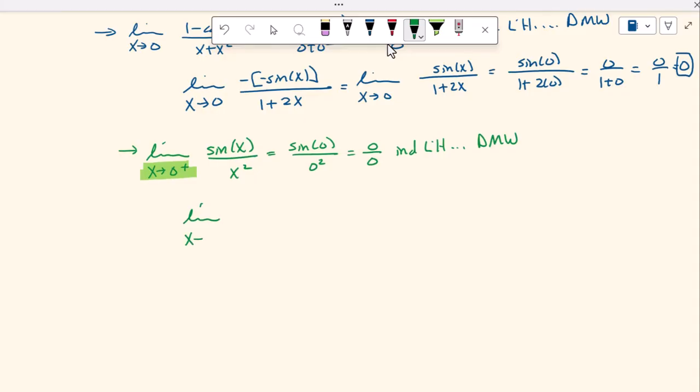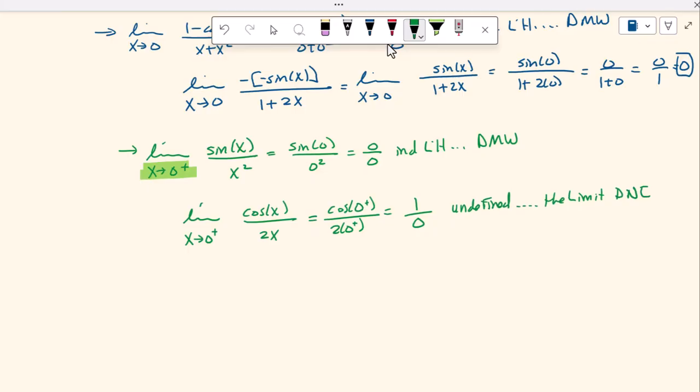Okay, so let's go ahead and take the limit as x approaches 0 from the right. The derivative of sine x is cosine of x. The derivative of x squared is 2x. So go ahead and plug in cosine of 0, and we can put from the right if you want to, and then 2 times 0 from the right. The cosine of 0 is 1. 2 times 0 is 0. This is not indeterminate. This is undefined. I have to stop. I can't use L'Hopital's anymore. What that's saying to me at this point, if that's undefined, is the limit does not exist. DNE, does not exist.